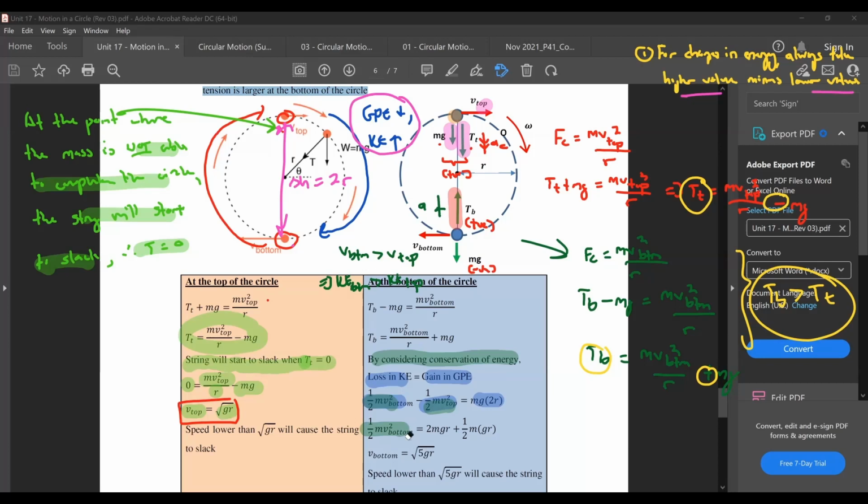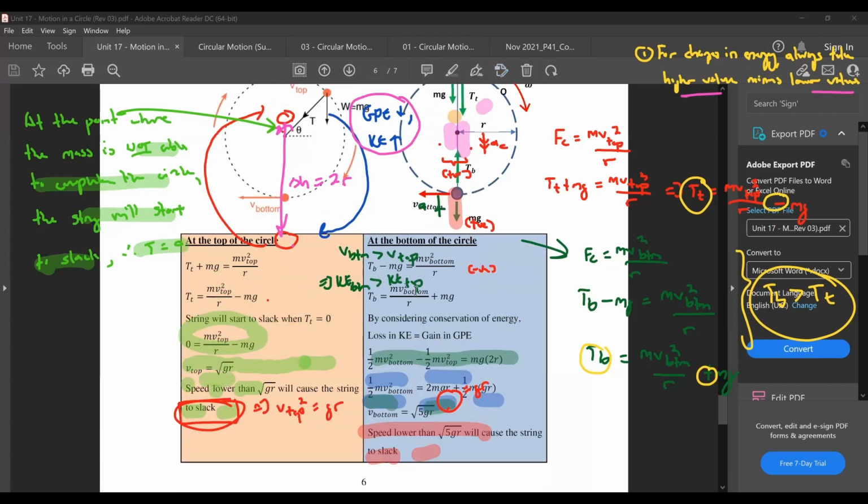Then after that, you want to sub in something else to get rid of the v top here. Now you already found out v top is square root gr. If you square it, v top squared is gr. That's why this one can be changed to gr. So you sub it in, rearrange it, simplify it, and you will get v bottom equals square root 5gr. So this is the minimum speed at the bottom required for your object to move in a circle. Anything less, it won't be able to move in a circle. Anything more than that, it will be able to move in a circle. Okay, so this is the analysis for vertical circle.